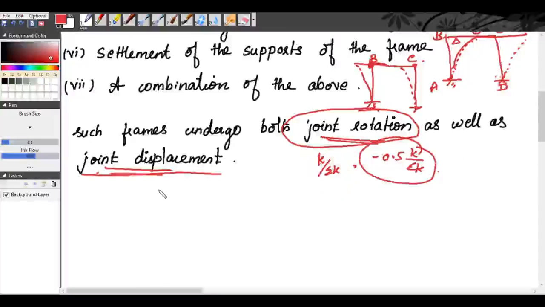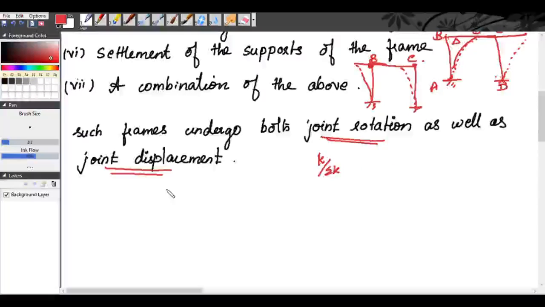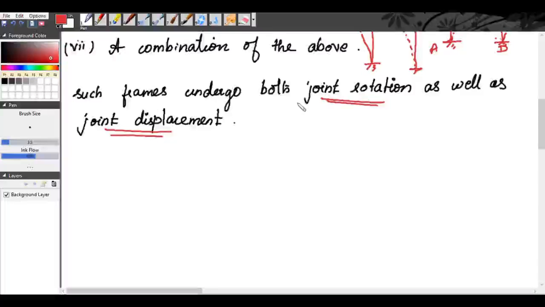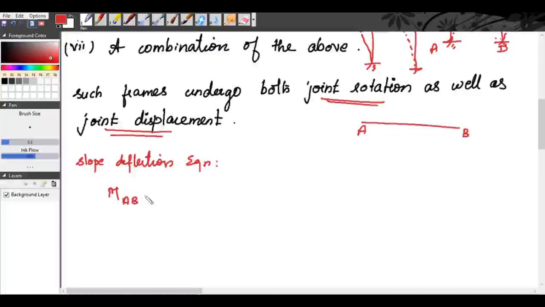Now we know the slope deflection equation for the member AB. When you are considering any member AB, the slope deflection equation is MAB equal to MFAB, that is, the fixed end moment at A when the far end is B. This depends upon the external loadings. So MFAB plus 2EI by L.